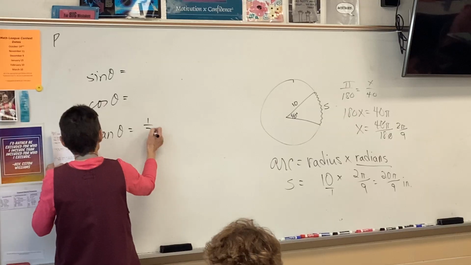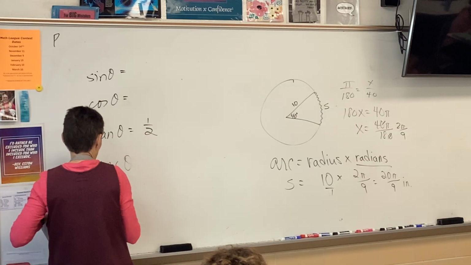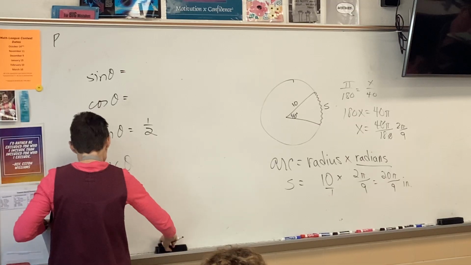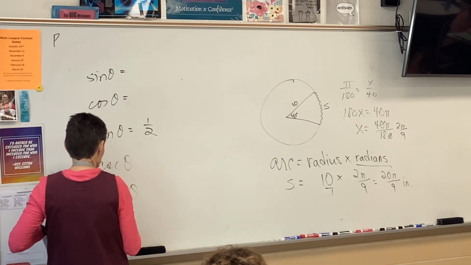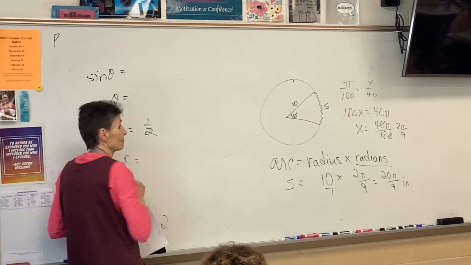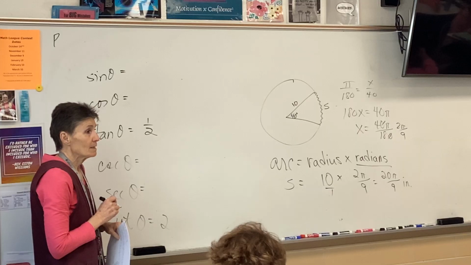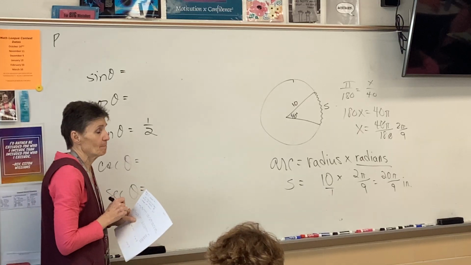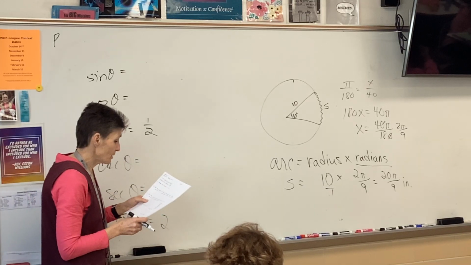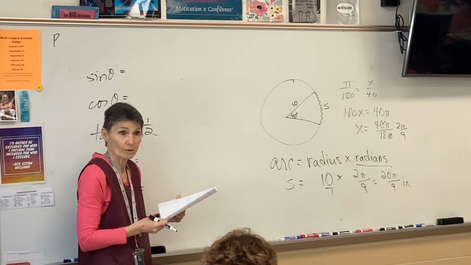If the tangent is 1/2, so that they give me. And of course, that automatically means that the cotangent will be 2/1. Right? Now I gotta find all the rest of them. So what is your idea? What is your thought? Draw a picture.